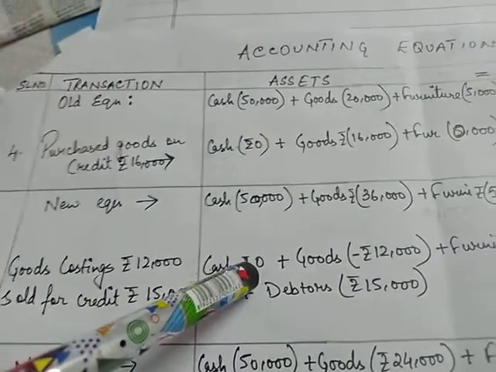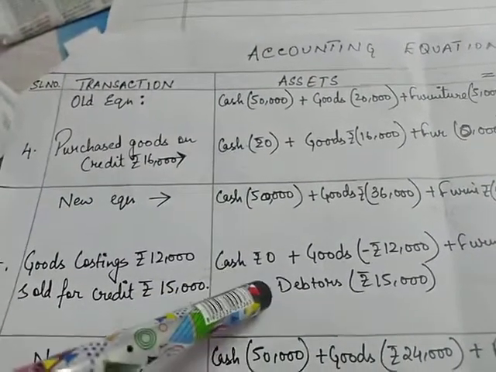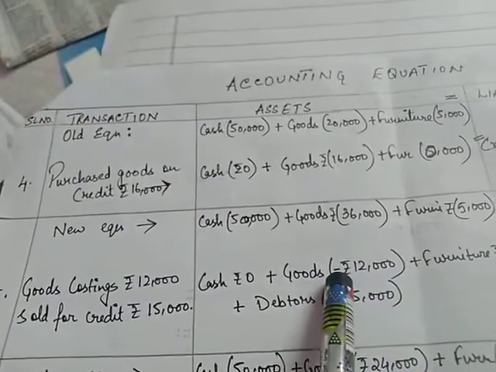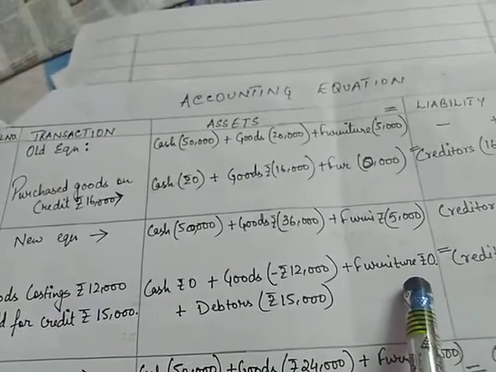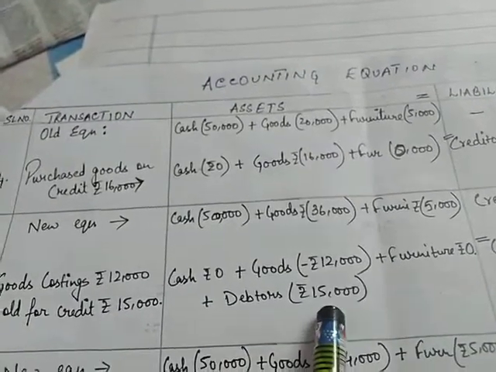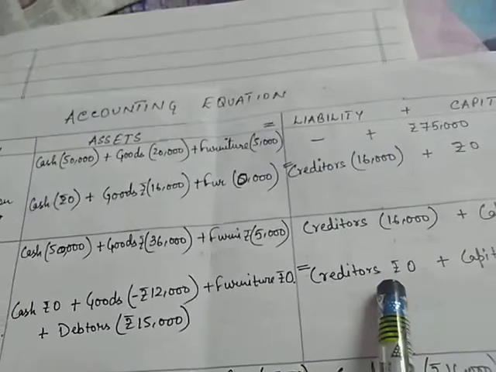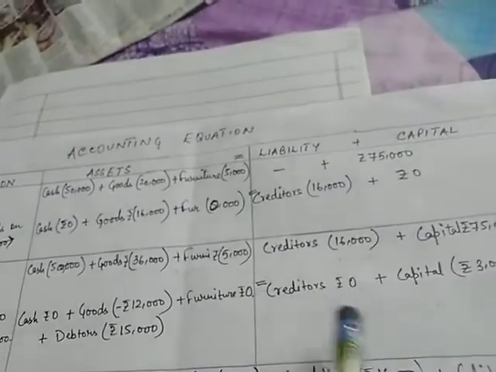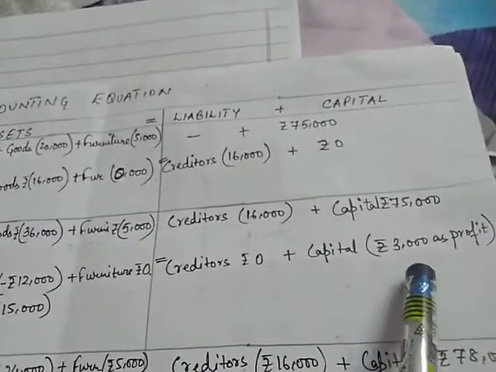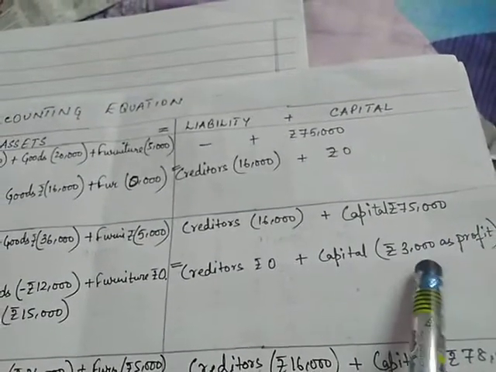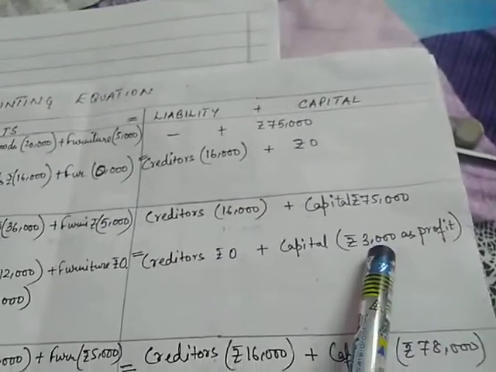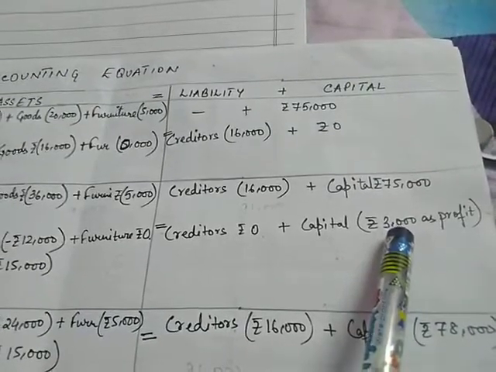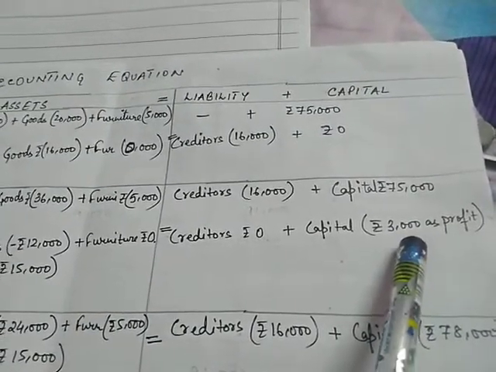Cash remains 0 as there is no inflow of cash, that means no cash is being received. Goods, minus 12,000, I put a minus here. Furniture as it is, 0. Debtors become 15,000. Creditors, there is no addition of creditors, so it remains 0, or a blank can be given. Capital is 75,000, plus we have to add this profit to the capital. Whenever you have a profit or loss, that has to be adjusted with the capital. Since it is a profit, we will add it.